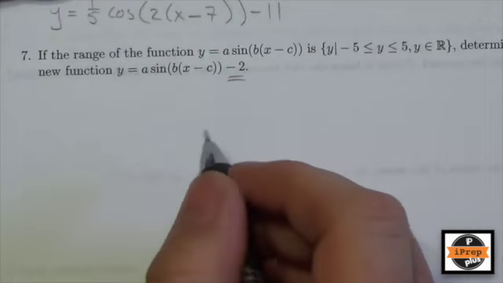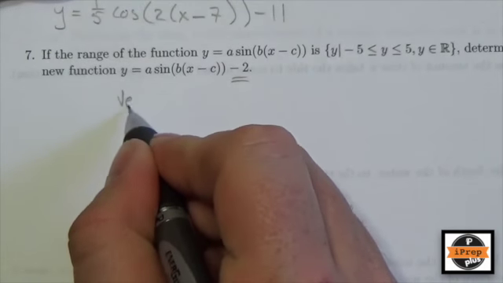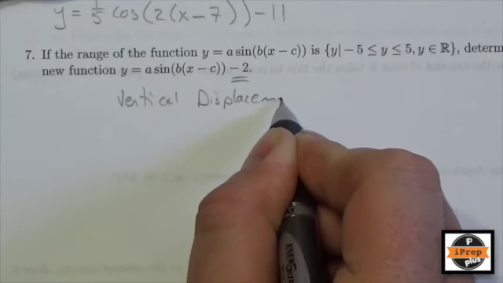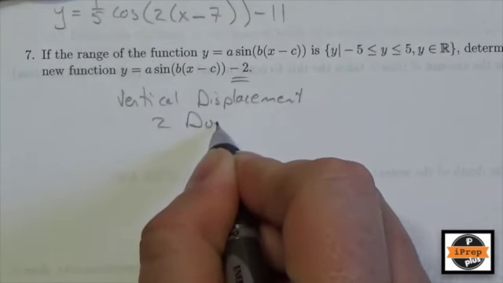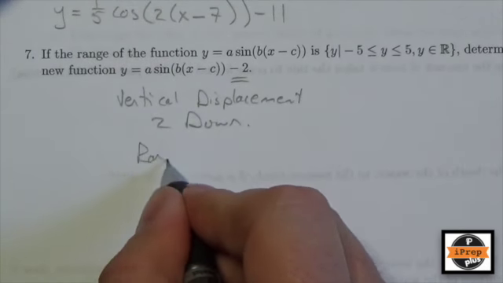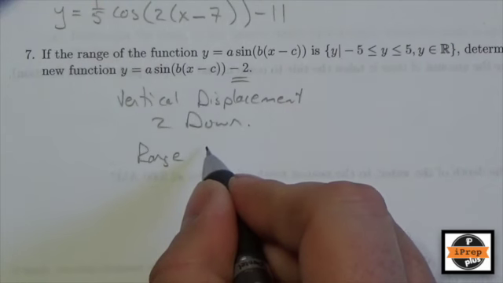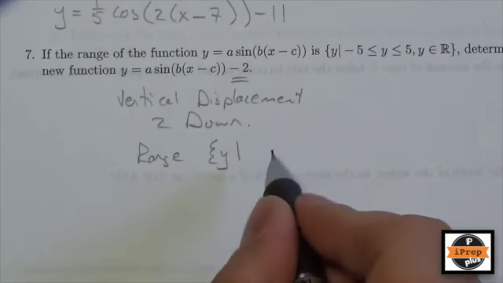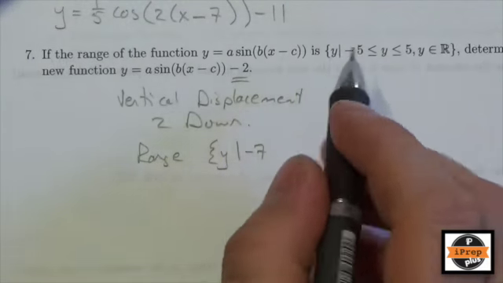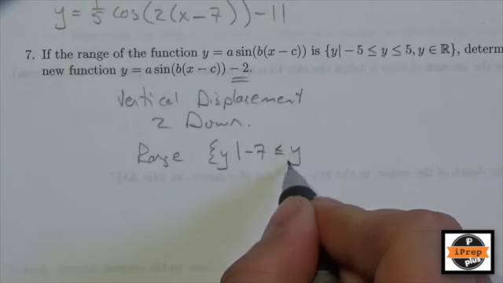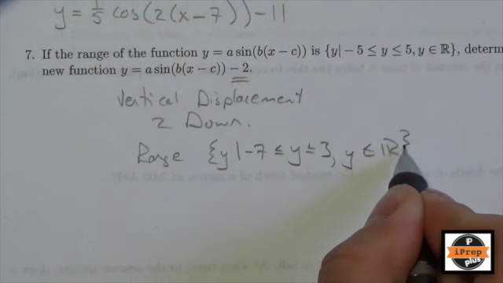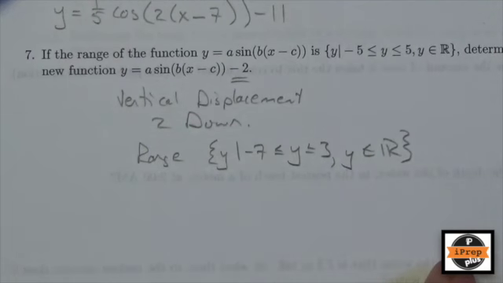And so my new range, understanding that there's a vertical displacement of 2 down, is going to be the set of y values going down to -7 from -5. So -7 will be the minimum, up to 3, where y is once again an element of the reals. That's my new range.